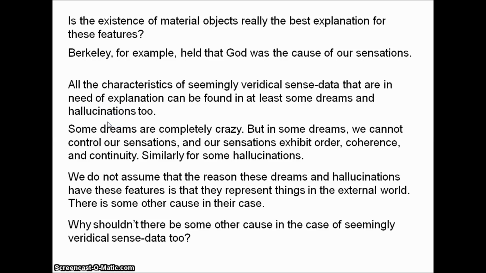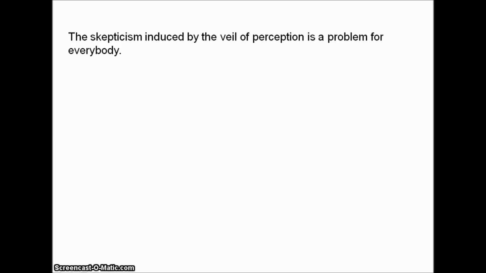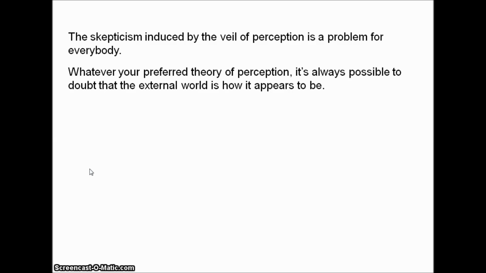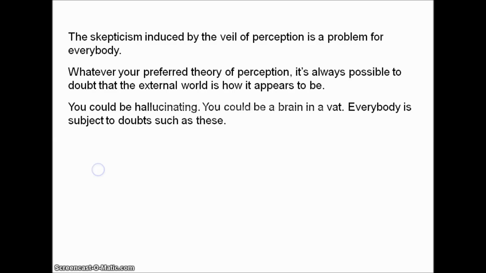I think perhaps a better response is to argue that skepticism like this is a problem for everybody. Really, the veil of perception is just a form of extreme skepticism tailored to the theory of sense data. But the fact is, whatever your preferred theory of perception, it's always possible to doubt that the external world is how it appears to be, or that there is an external world at all. You could just be hallucinating, you could be a brain in a vat, and so on and so on. Everybody is subject to doubts such as these.